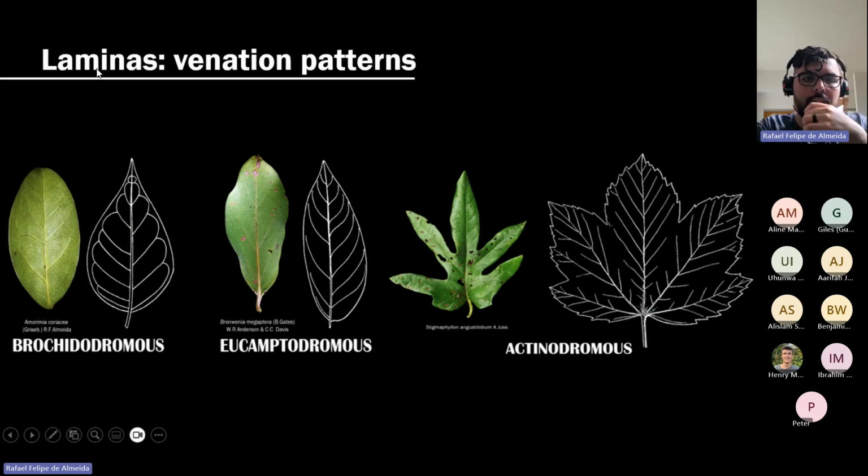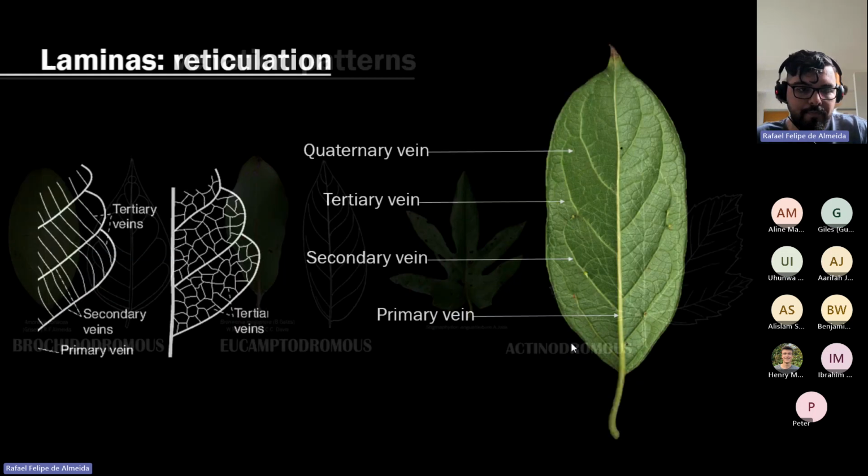So laminas here, venation patterns, the most common one is Brochidodromous. In very few genera, we might find the Eucamptodromous one, in which the secondary veins, they don't reach each other. So here in the Brochidodromous one, they reach each other and they form this pattern. And the Actinodromous one, they are only currently found in Stigmophyllon because they have not entire leaf margins. They have lobes. So by definition, the lobes make this with the leaf venation, and they are always actinodromous.